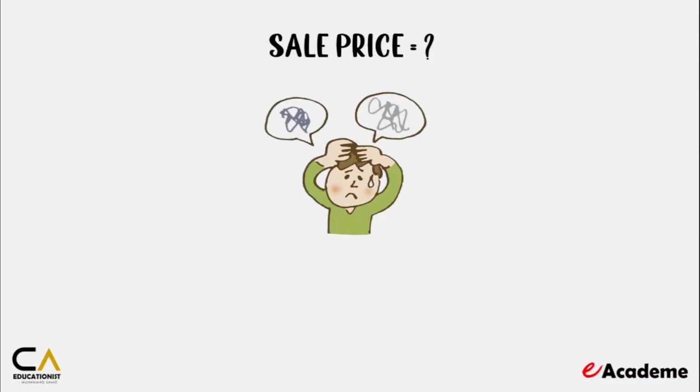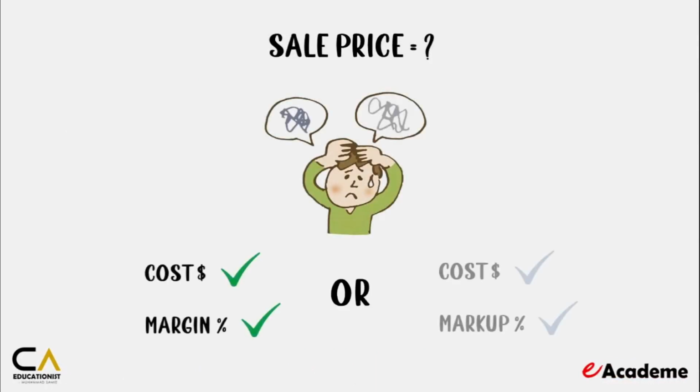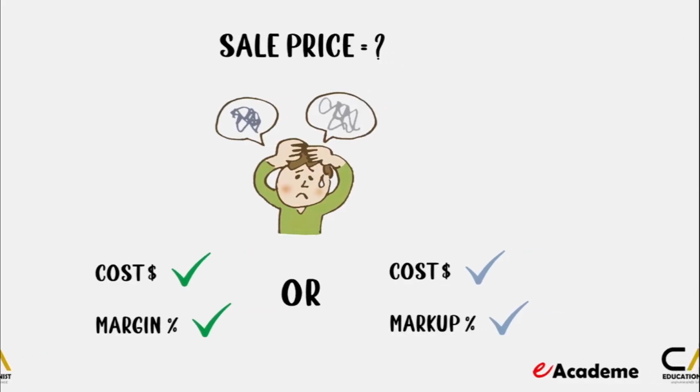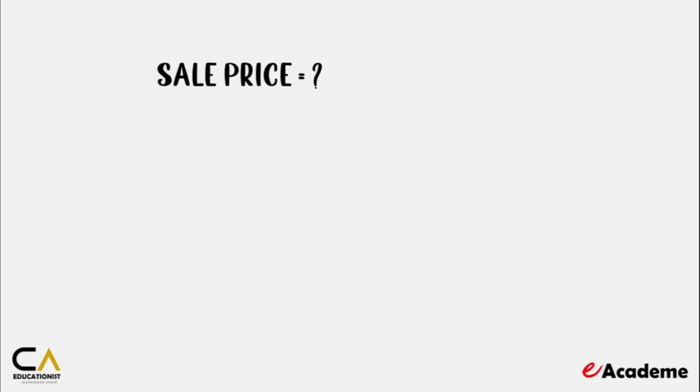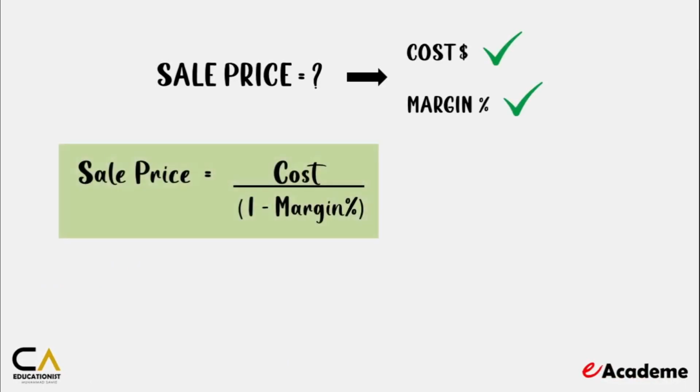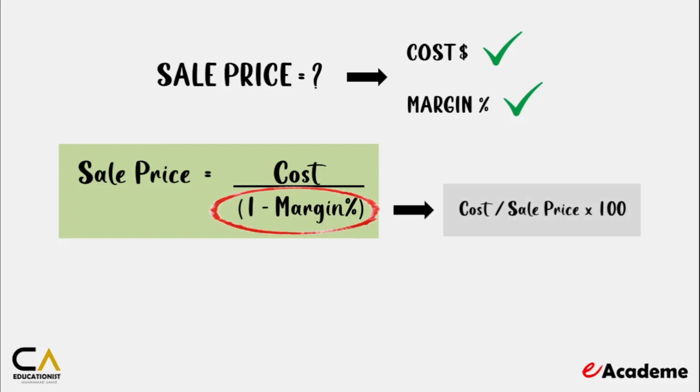However, it becomes often confusing to compute sale price when cost is available along with margin or markup percentage. The formula to compute sale price when cost is available along with margin percentage is sale price equals cost over 1 minus margin percentage, where 1 minus margin percentage is actually cost expressed as percentage of sale price.